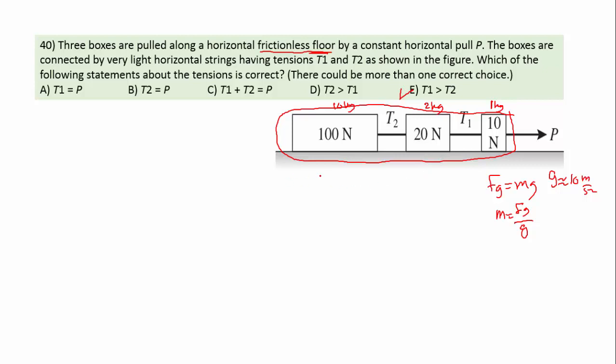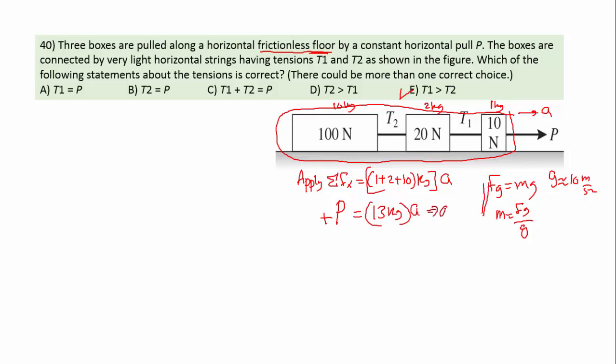So if we go ahead and apply Newton's law on the compound here, the sum of the forces in the x direction equals the three masses, 1 plus 2 plus 10 kilogram, times the acceleration, which will be in the direction of P. And the forces here in the x direction will be only one force, P, in the positive x, equal to the 13 kilogram times the acceleration. So we can see here the acceleration will have a value. The acceleration is actually P over 13 kilograms. So the system is moving with an acceleration.